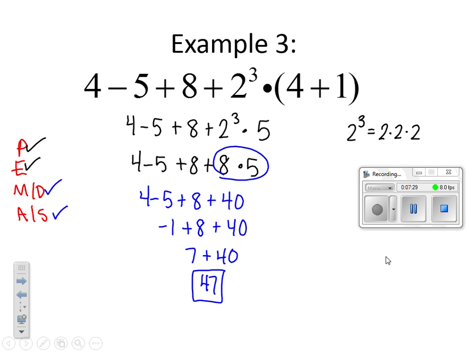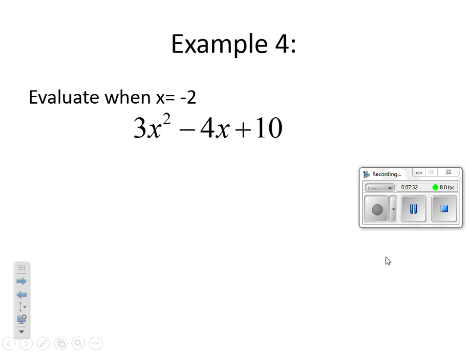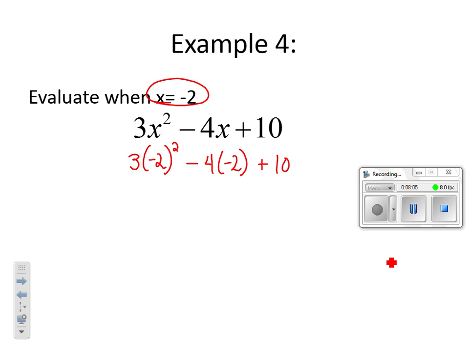All right, next example. Here we're going to evaluate again, but here we've got some variables. It says evaluate when x is equal to negative 2. When we evaluate and we're told what a variable is, we have to use substitution. And every time we use substitution, we have to make sure that we use parentheses. So everywhere I see an x, I'm going to plug in a negative 2 using parentheses. Negative 2 squared minus 4 times negative 2 plus 10.